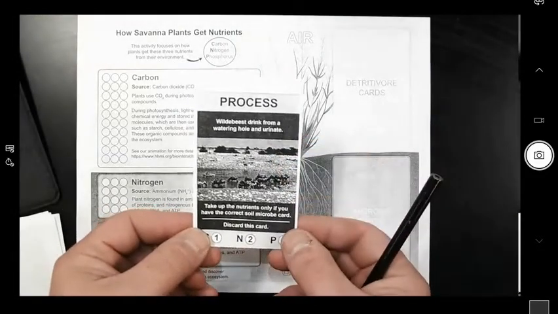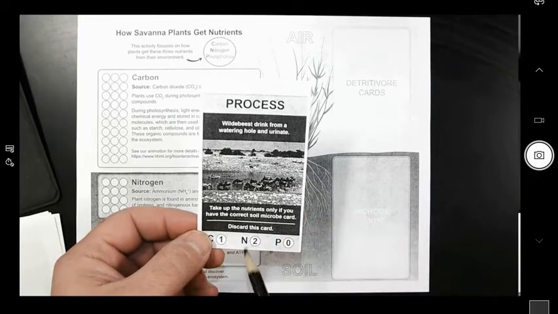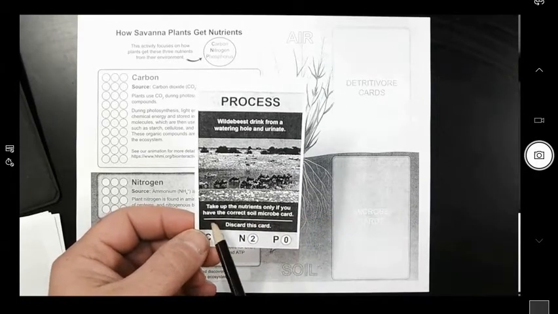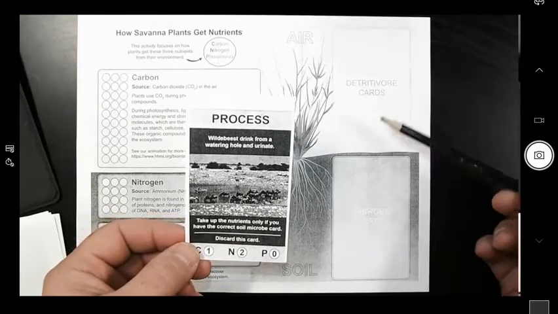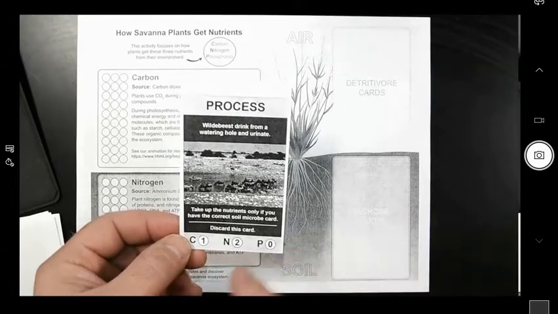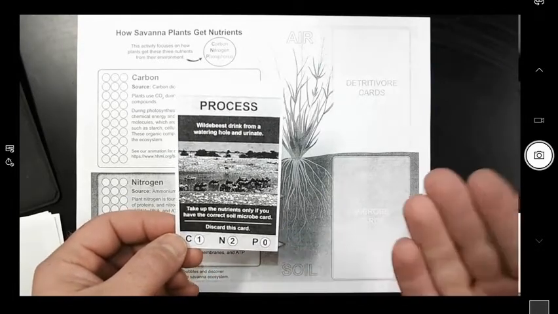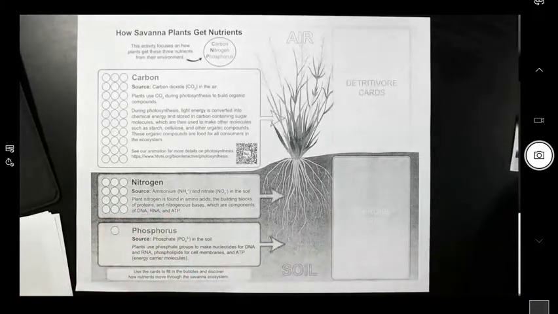Our first process: wildebeest drink from a watering hole and urinate. Take up nutrients only if you have the correct soil microbe card. Well, we don't have any soil microbe cards yet, so while we could have this if we had the microbes, we can't use any of it because we don't have the microbes yet, so this is going to be discarded.